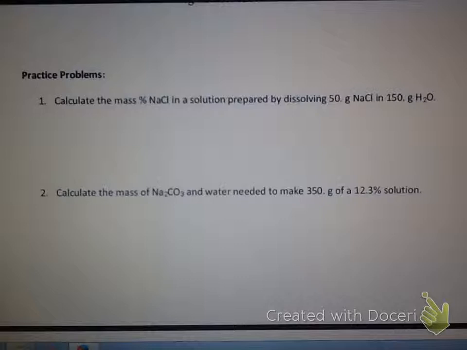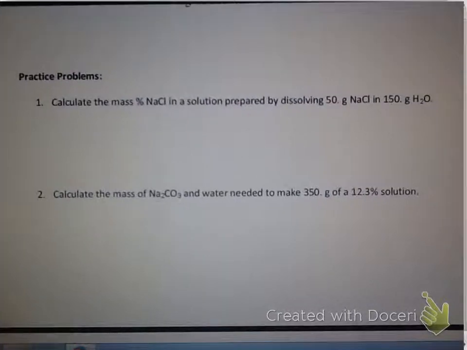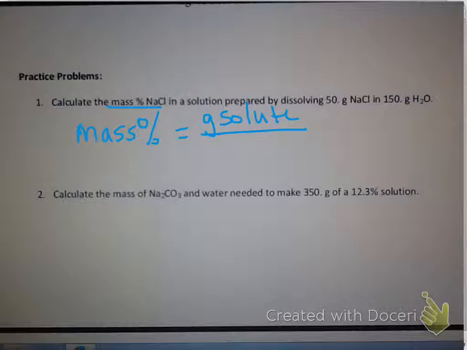All right, so let's read it again. We're supposed to calculate. Now that's important in its own, that word calculate, because that means we're probably going to use an equation, right? So we're going to calculate the percent mass. Because we're asked to calculate percent mass, you're going to go grab that equation. We just looked at the equations. The percent mass, also known as the mass percent, that equation is the mass of the solute, or the grams of the solute, divided by the mass of the solution, or the grams of the solution.